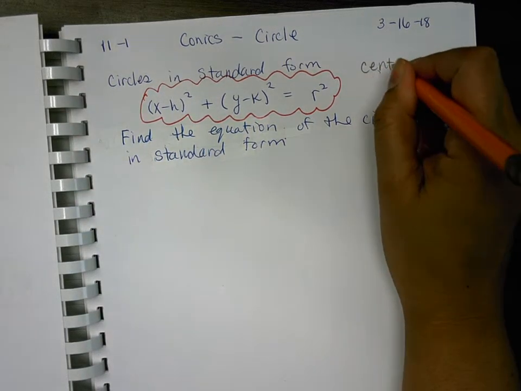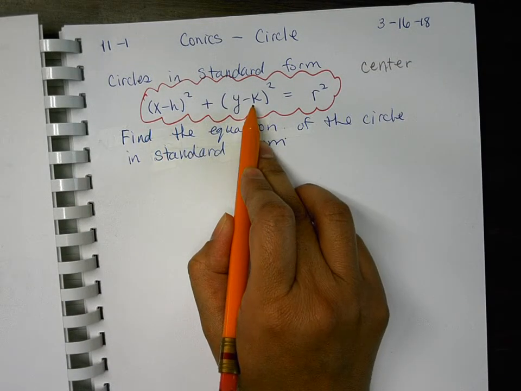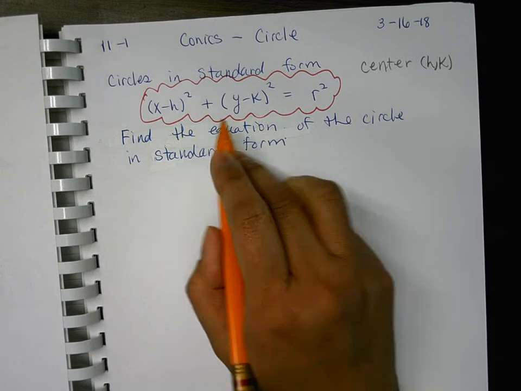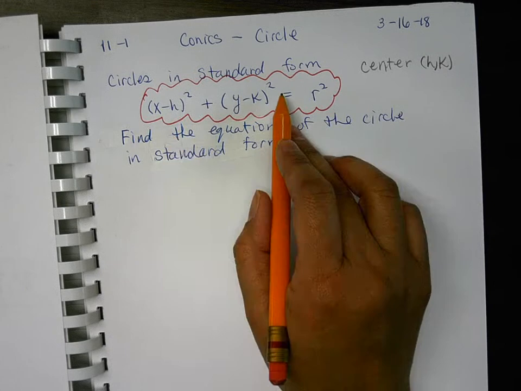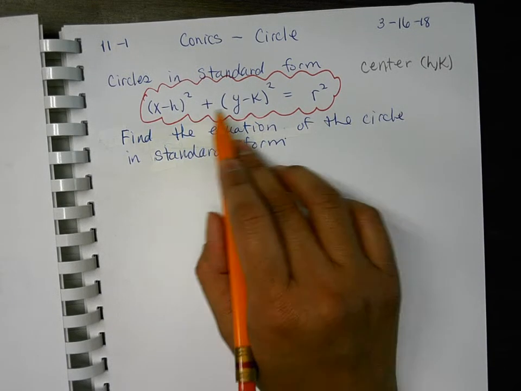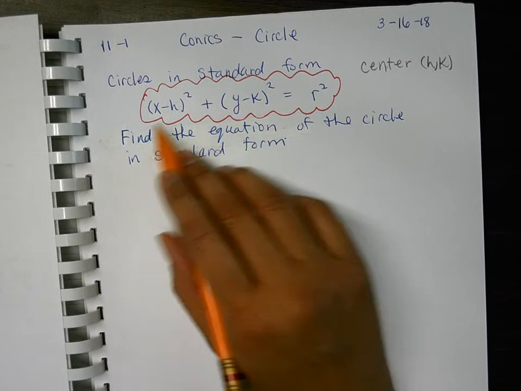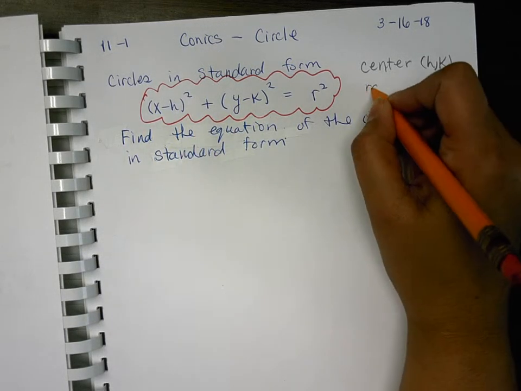Center is h comma k. HK. It's always the opposite of both parentheses. Just like when you did the parabola, it was the opposite of the inside, outside stayed the same. Well, both of these are in parentheses, so it's opposite of both, HK. Do you guys remember the shifting stuff that you've done before? Same kind of concept.